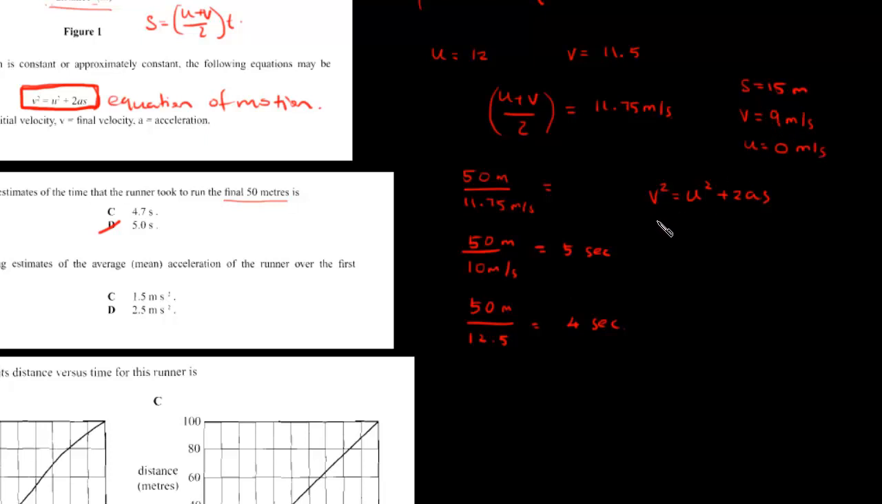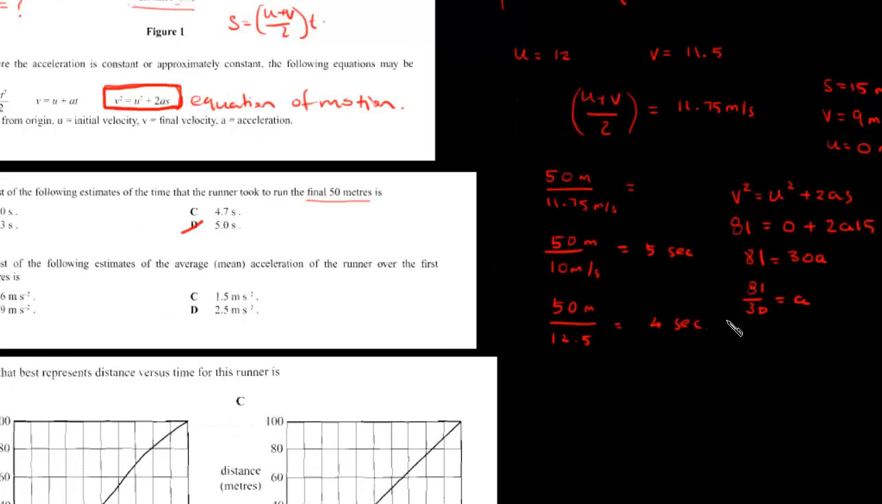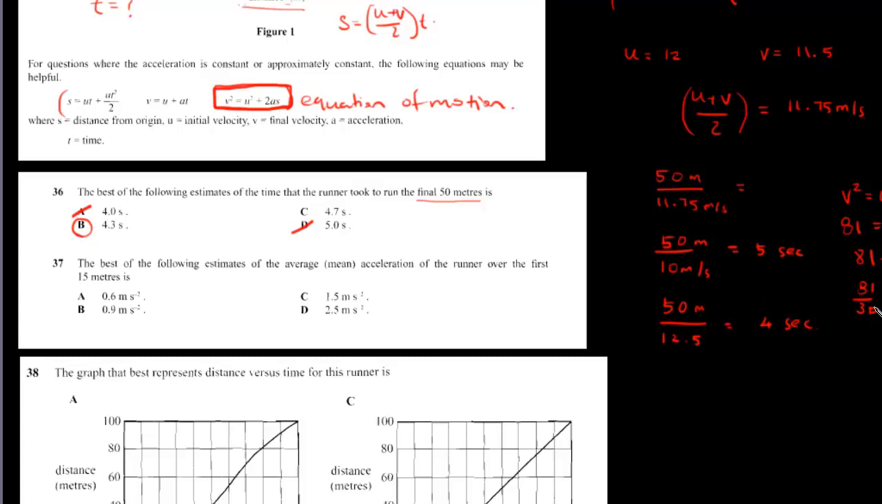If we plug that all in, 9 squared is 81, and 0 squared is 0, and 2as is 2 times a times 15. So this gives us 30a equals 81. So 81 divided by 30 equals a. So acceleration is given by 81 over 30. We can see that 81 over 30 is definitely more than 2, since at least two 30s can fit into 81. So it's about 2 point something, which is why the answer is D.